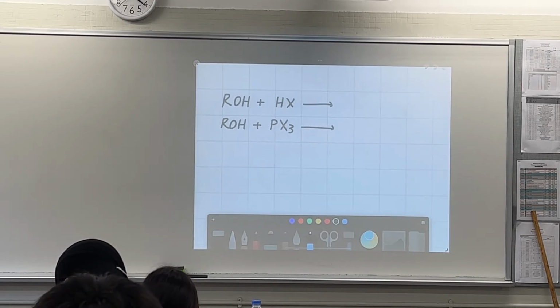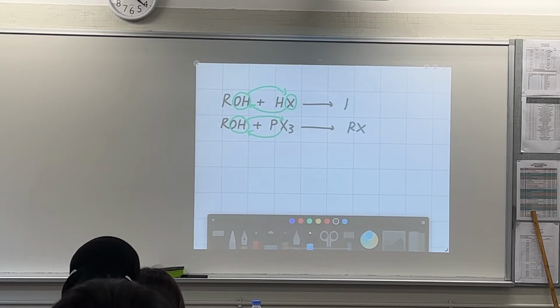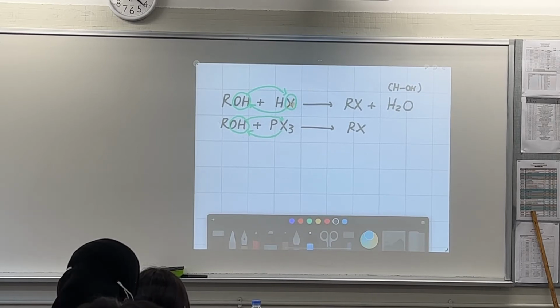Remember we call this substitution, right? So substitution means they swap places. So we will swap them around. And the OH here cannot swallow all the X's, okay? Which is why you only get one RX at the end. Let's look at the first equation first. You will get H2O, because HOH means H2O. When the OH takes the place of X, this becomes HOH, which is H2O.